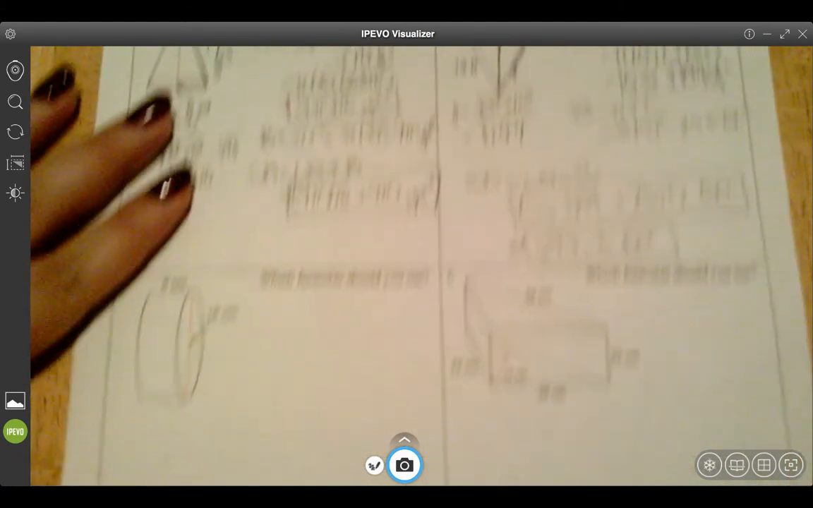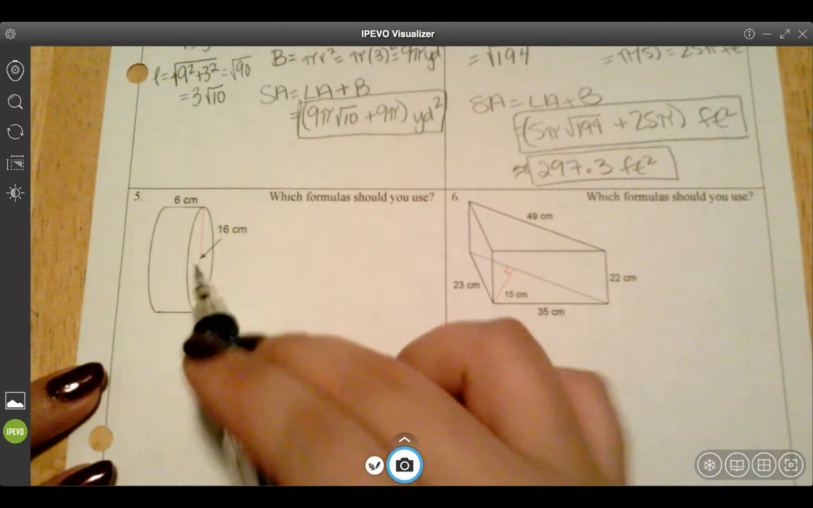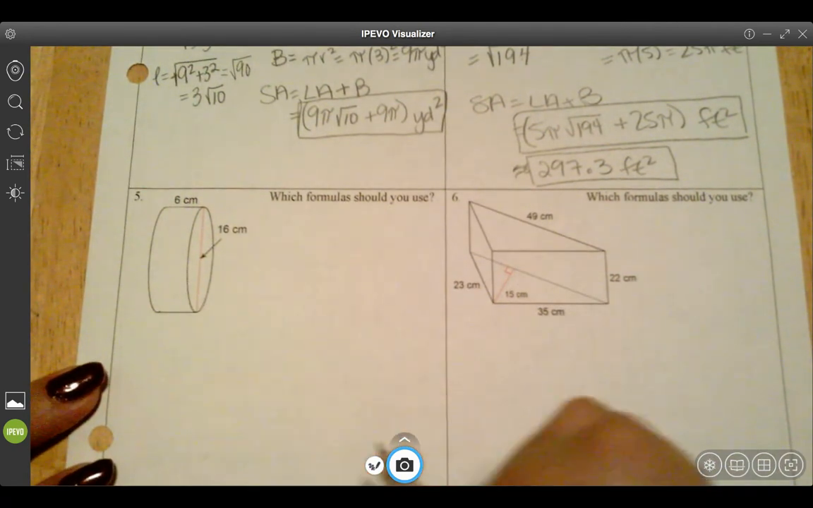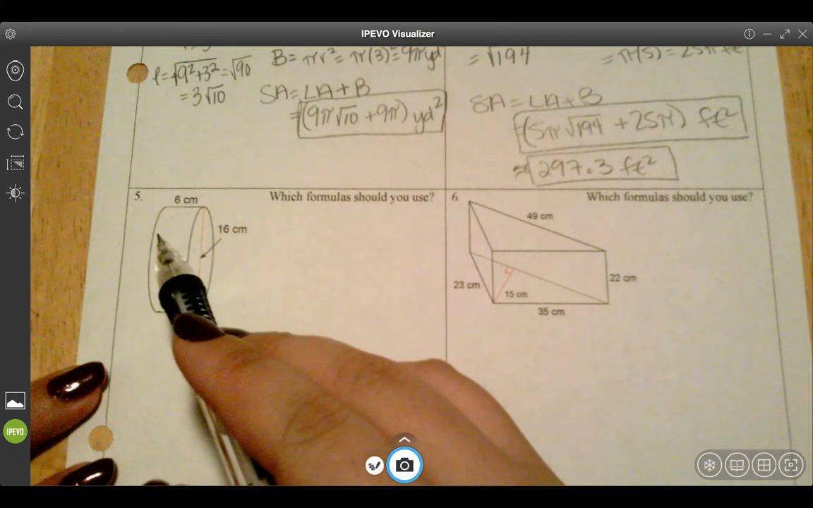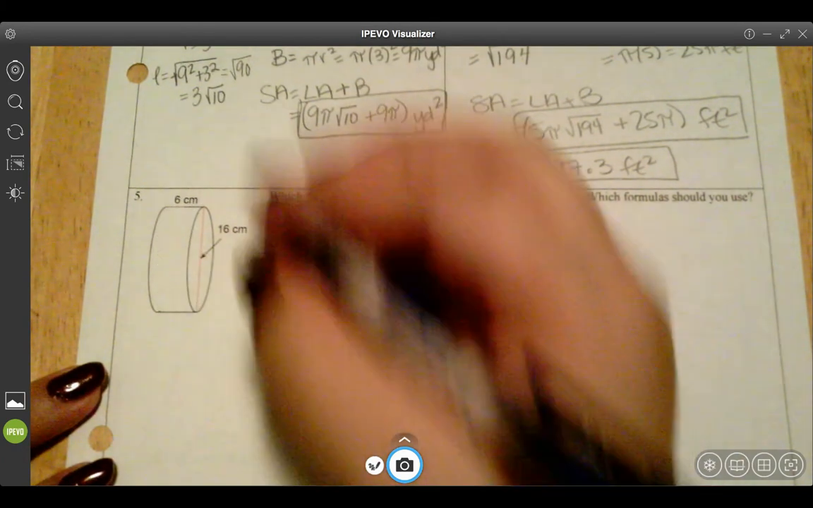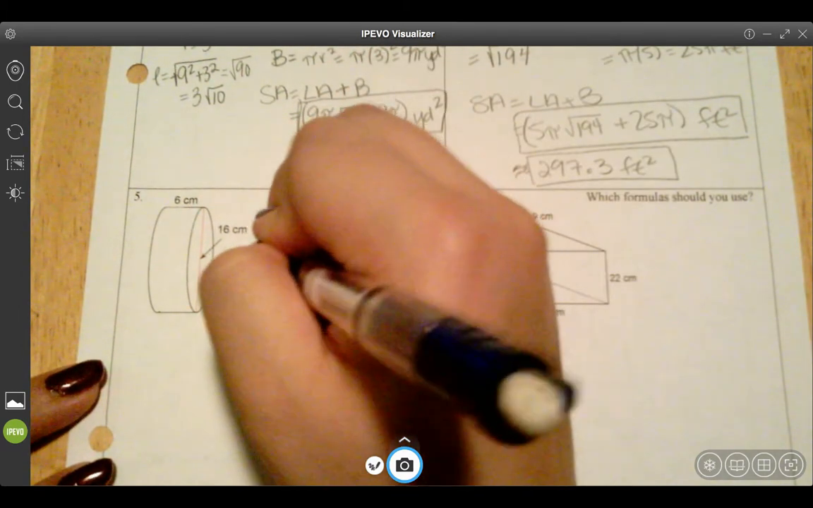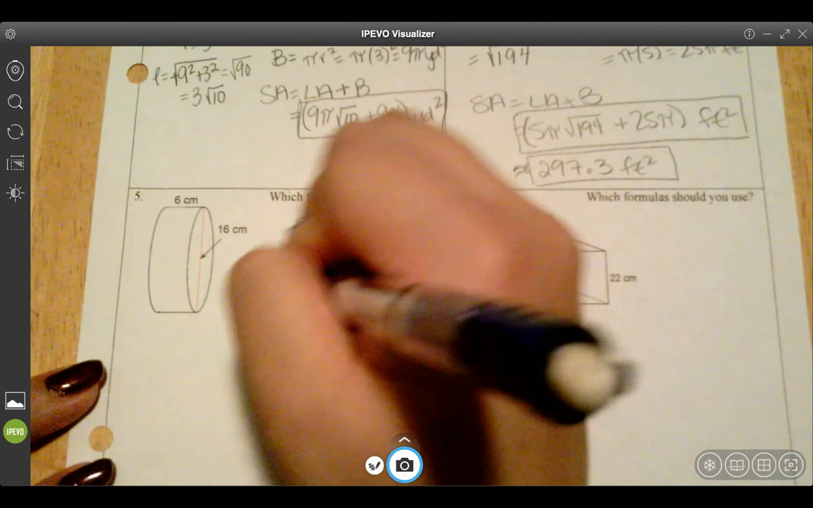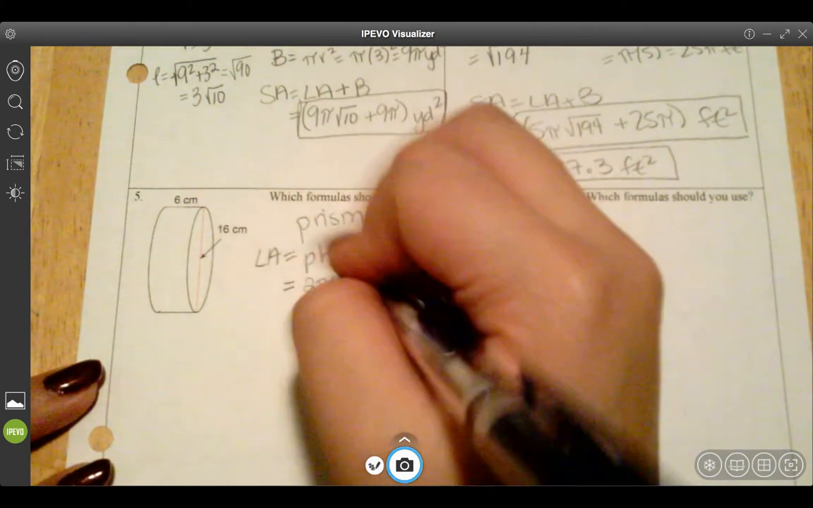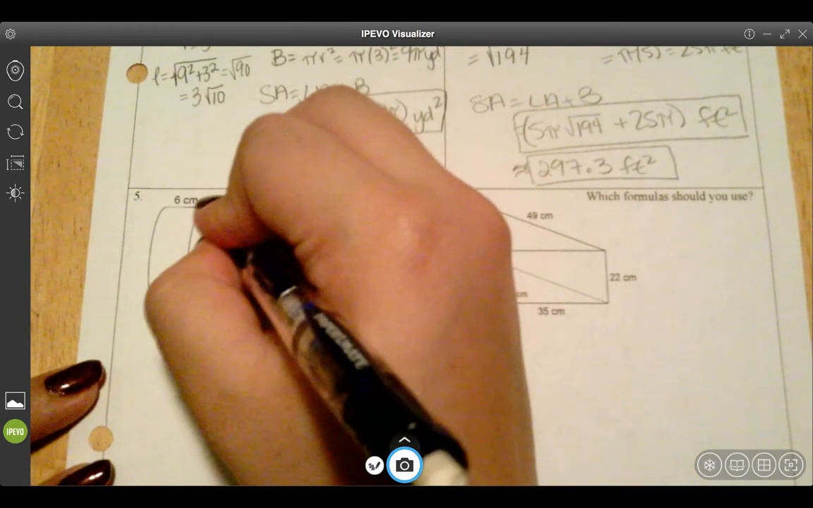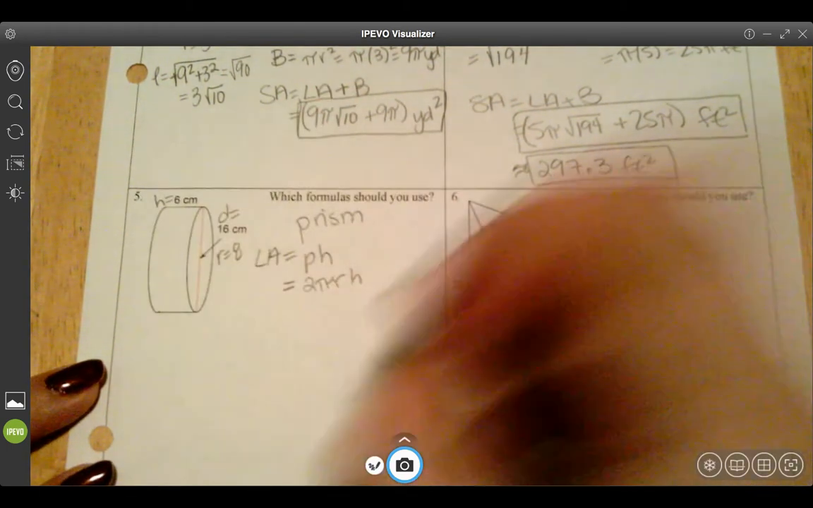All right, last two for the video. Here we have, now be careful because this is not a pyramid. There's no point that all of the sides go to. We have two flat sides. This is a prism. So our lateral area is PH, or 2 pi r because it's a circle. So diameter is 16, radius is 8, height is 6.